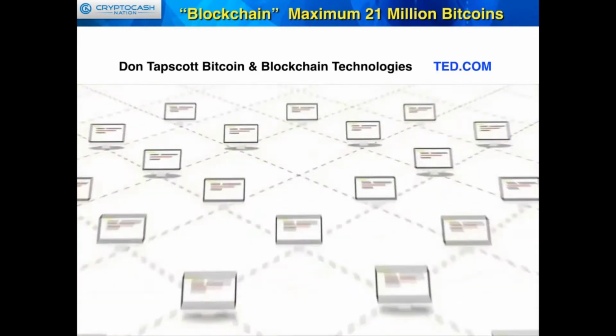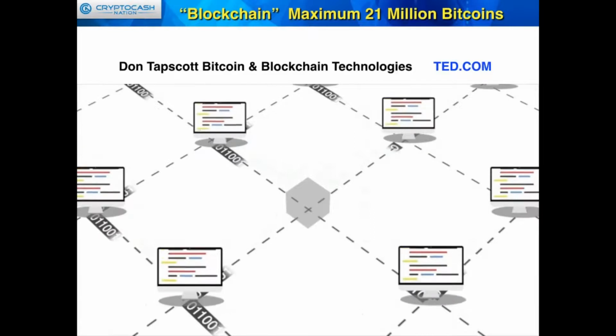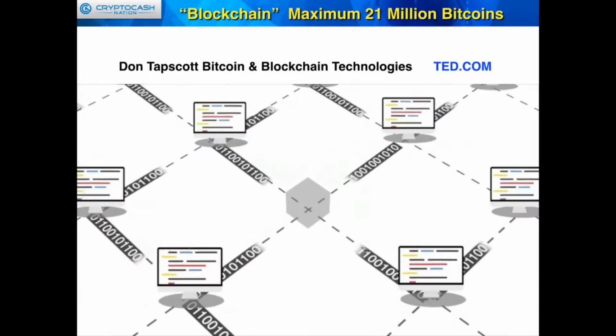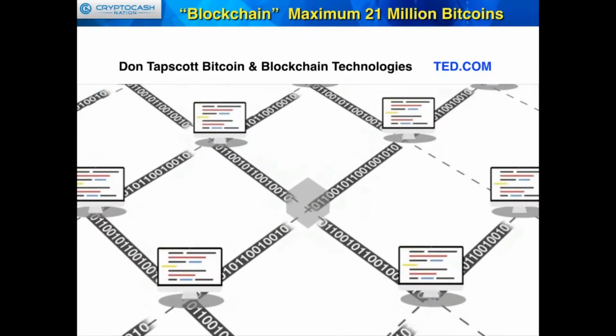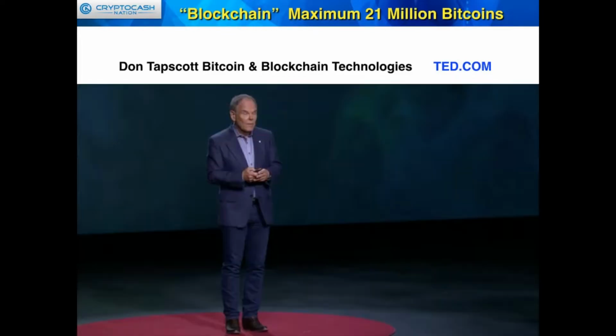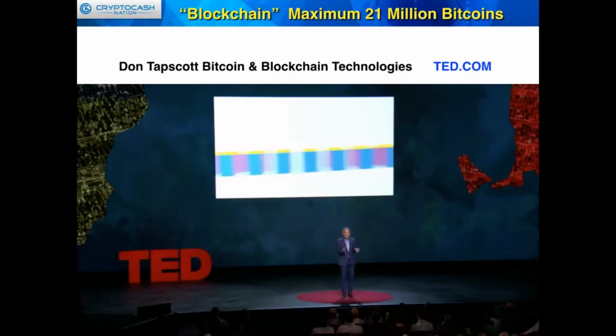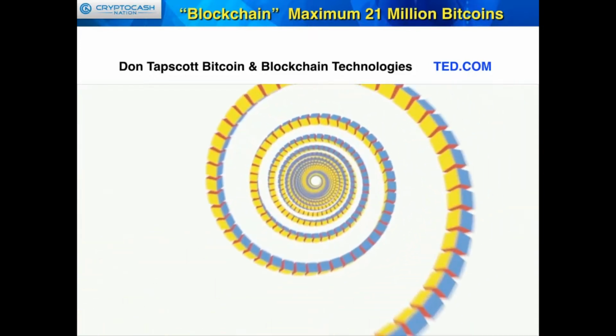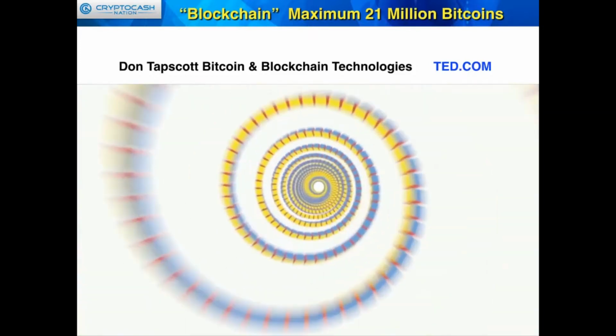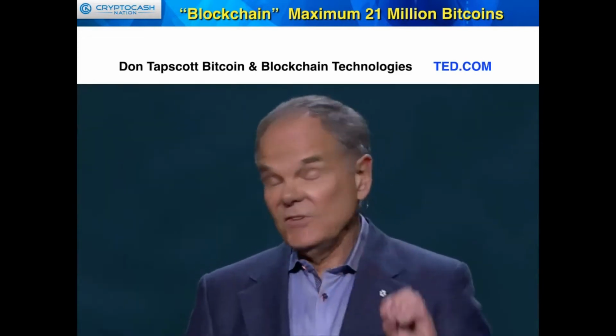And every 10 minutes, kind of like the heartbeat of a network, a block gets created that has all the transactions from the previous 10 minutes. And then, this is the key part, that block is linked to the previous block and the previous block to create a chain of blocks. And every one is time-stamped, kind of like with a digital wax seal.